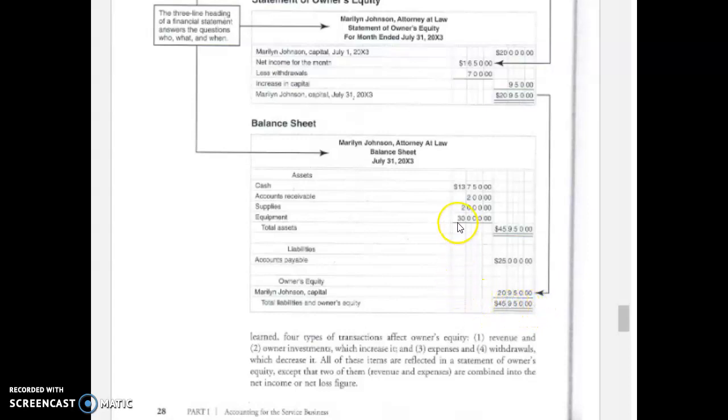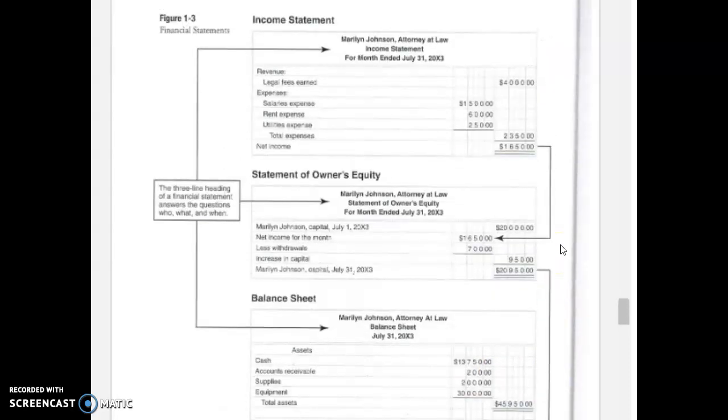And the reason you do assets here and liabilities and owner's equity here is because of the accounting equation. Assets equals liabilities plus owner's equity. These two numbers here are always the same number. If they are not the same number, then you have a problem. You're out of balance somewhere and you need to go investigate your transactions. But this is how you prepare your financial statement. You always do the income statement first, then you prepare the statement of owner's equity, and then you prepare the balance sheet.